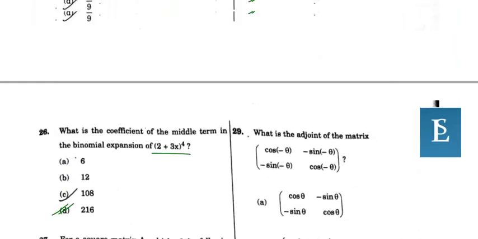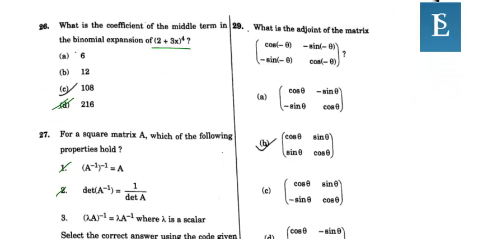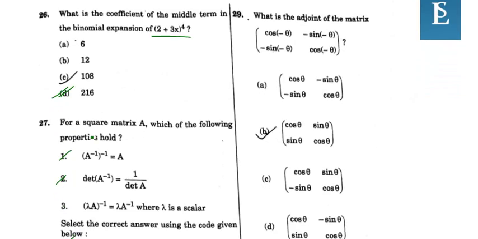Next question is 29th one. What is the adjoint of the matrix? So this is a direct question. So A is the adjoint of the matrix. This one is the adjoint of the matrix. What is the adjoint of the matrix? So what is its adjoint? This is the adjoint. You can find out.